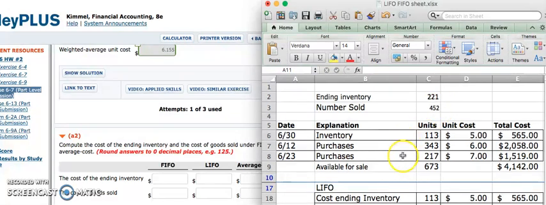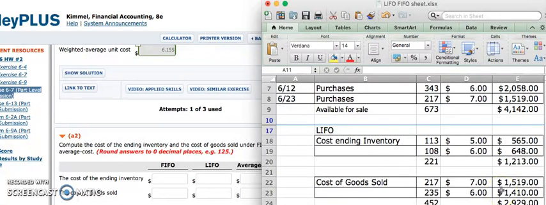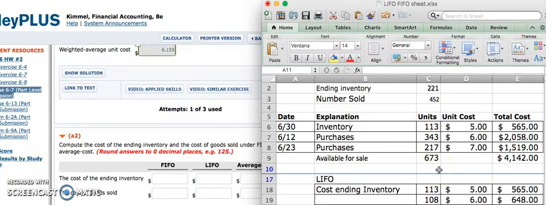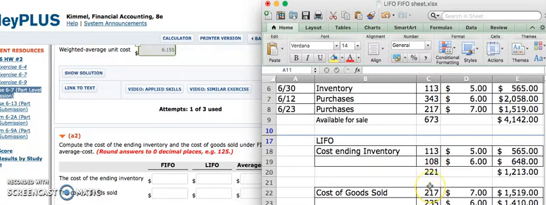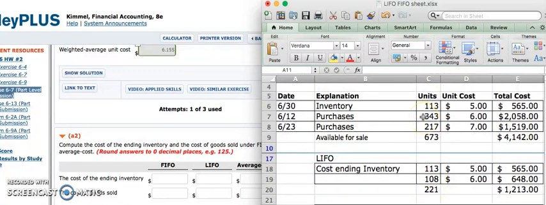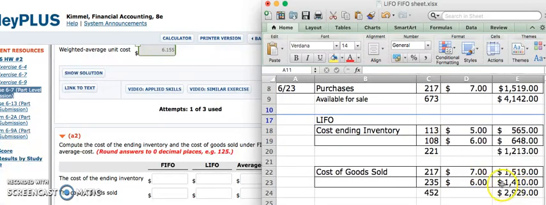Now we want to get the cost of goods sold also, which means in LIFO, we're selling our 452 from the newest purchases here. So we're going to take all of these 217 at $7, get $1,519, and we're going to take as much as we can here. We need 235 out of this 343. So we're going to take those at $6. That gives us $1,410. And when we total our inventory, the 452, we get $2,929.